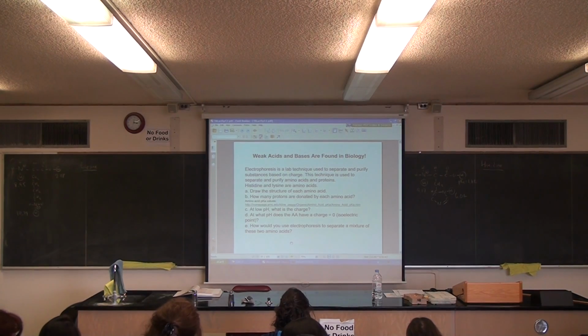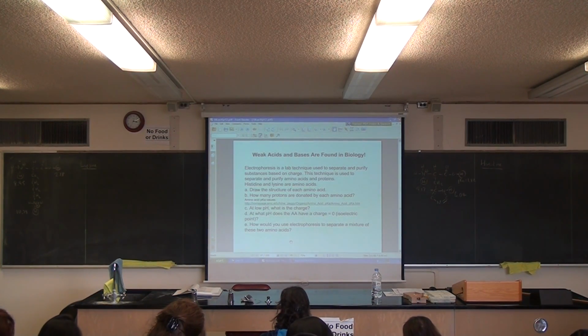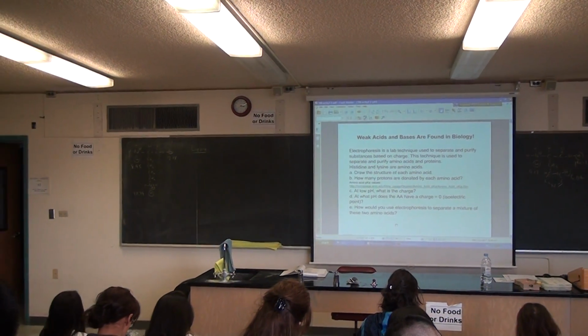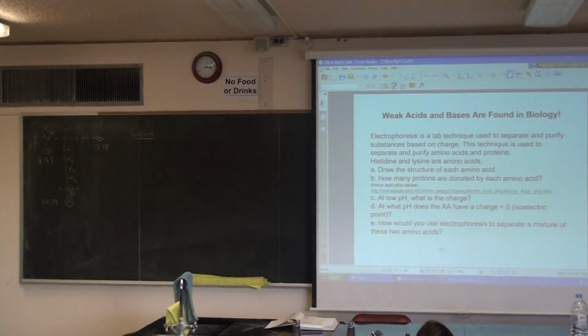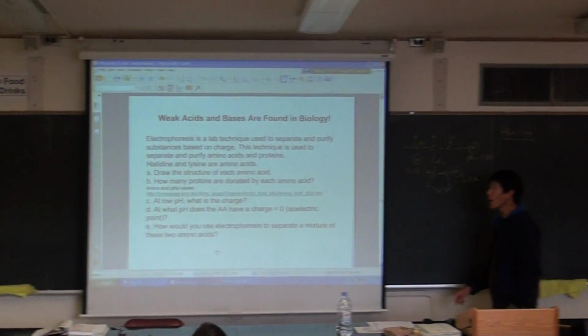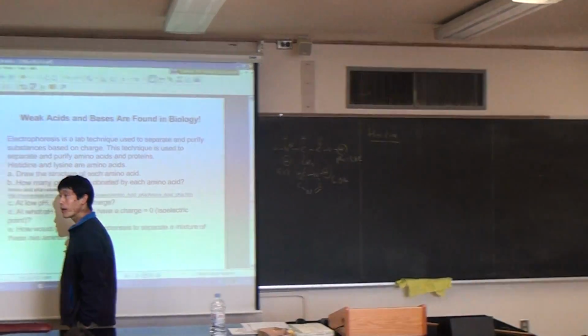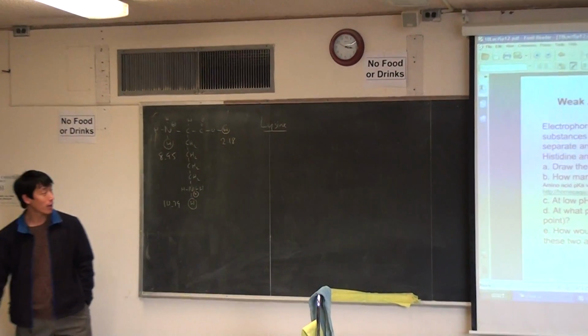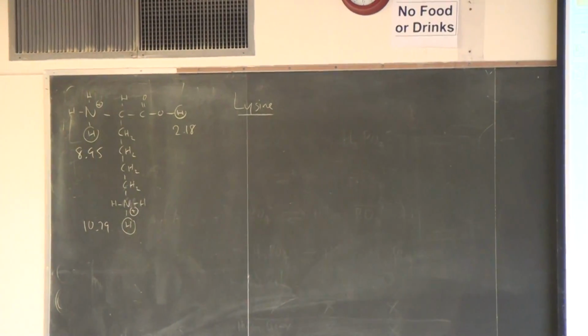Now first, what type of acid is histidine? Is it a monoprotic, diprotic, or triprotic acid? Yeah, this is triprotic, so how many endpoints are we going to see? Yeah, 3. And for lysine, is it mono, di, or tri? Okay, so we'll see how many endpoints there. Yeah, 3.